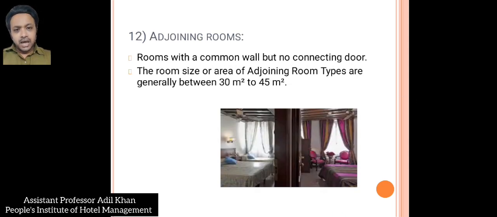Our 12th room is adjoining rooms. Rooms with a common wall but no connecting doors are called adjoining rooms. The room size or area of adjoining room types is generally between 30 square meters to 45 square meters.